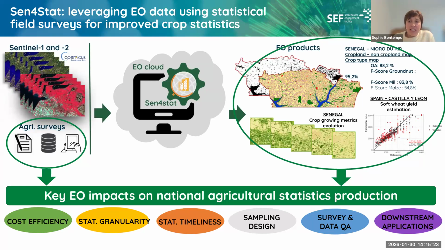And the last impact is what I call downstream applications. What is meant here is that as soon as you get a map or a yield estimation, you can use this data in a lot of other applications which are not strictly speaking statistics, like drought monitoring, flood monitoring, disease, and insurance. I will not discuss that today, but it is good to know that it can also have different purposes.